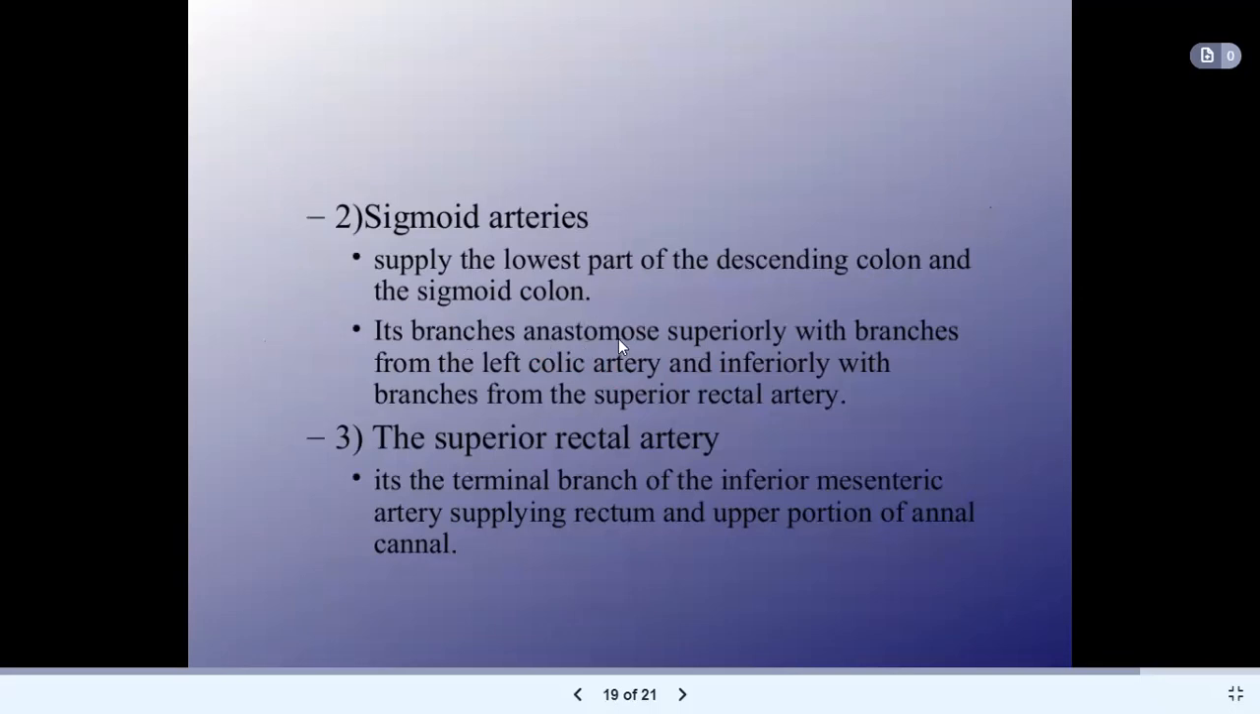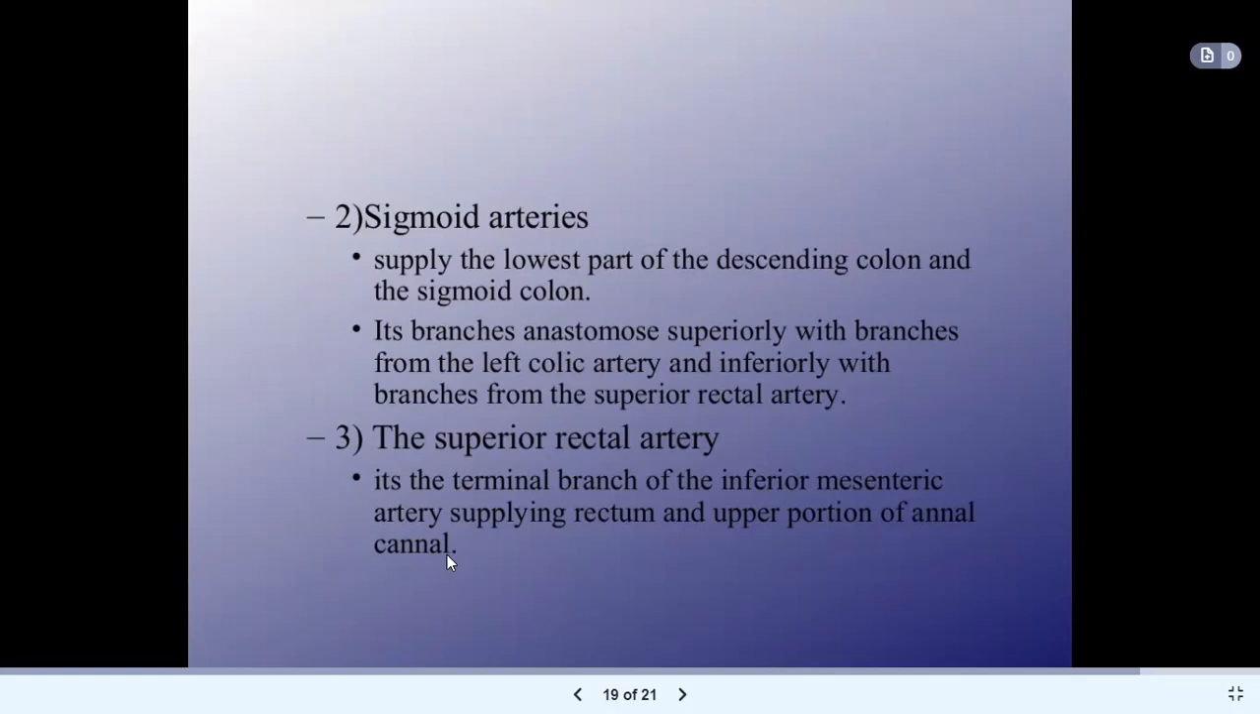And then its branches anastomose superiorly with branches from the left colic artery and inferiorly with branches from the superior rectal artery. So the sigmoid artery will anastomose with the left colic artery superiorly, and with the superior rectal artery inferiorly. Then the third branch of the inferior mesenteric artery is the superior rectal artery. It is the terminal branch of the inferior mesenteric artery, supplying the rectum and upper portion of the anal canal.